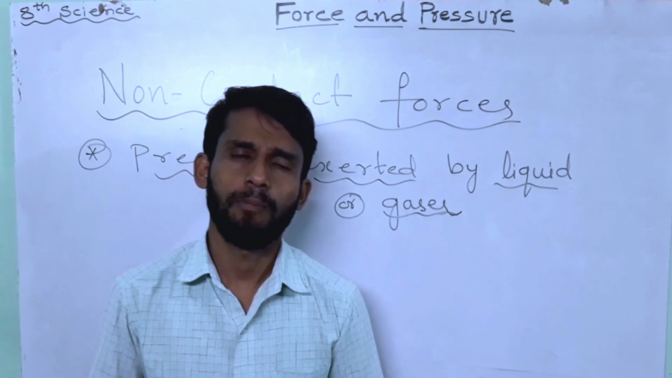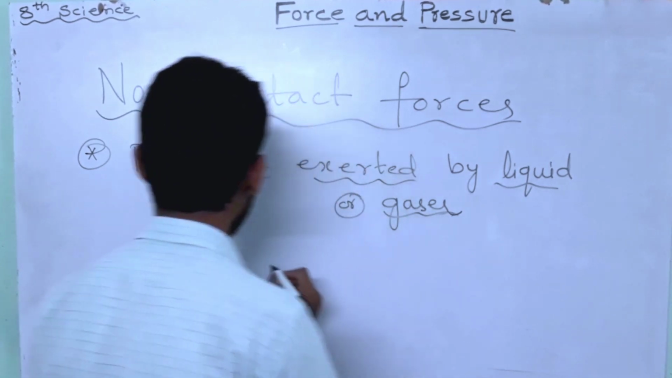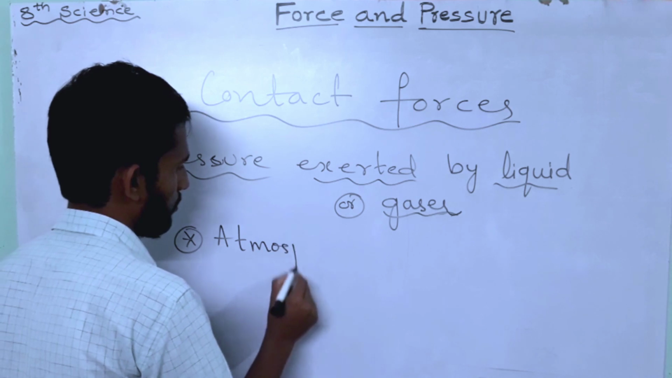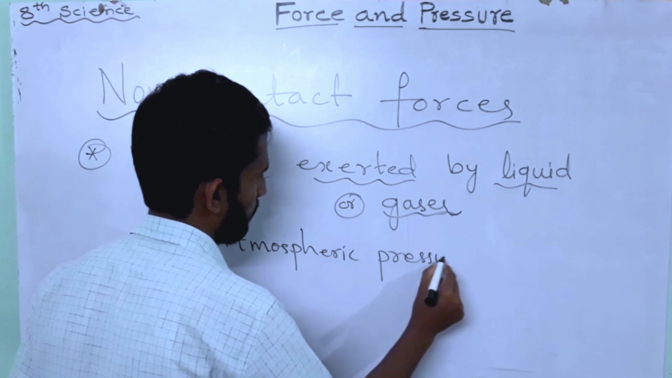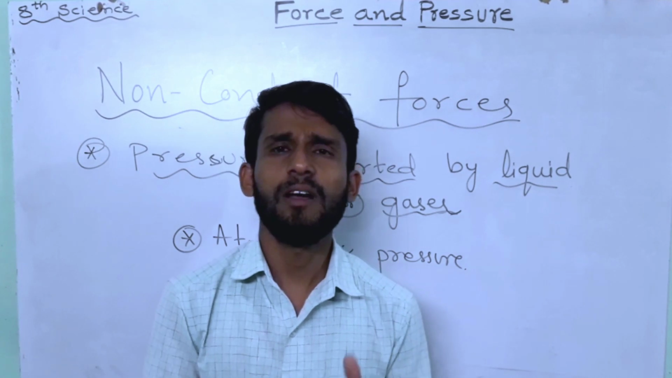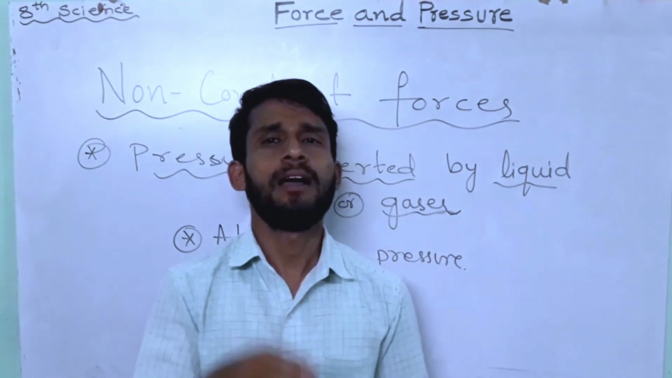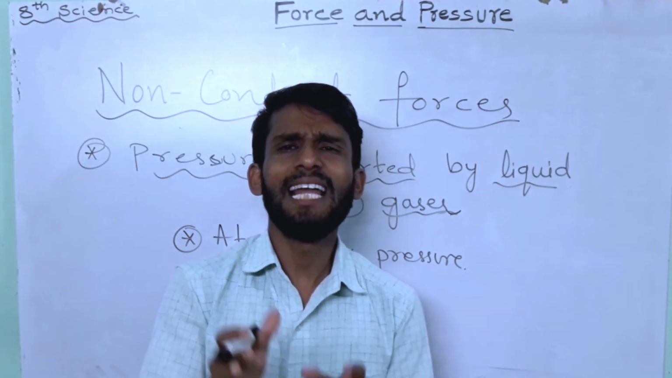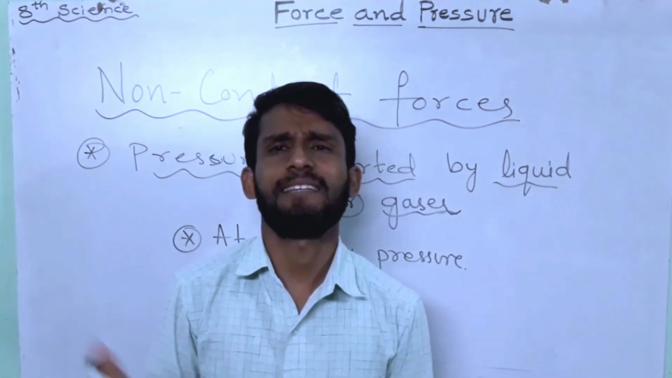Dear student, next point I am taking here, atmospheric pressure. What is meant by atmosphere? We know there is air all around us. This envelope of air is known as the atmosphere. Atmospheric pressure means we know the layer of gases present around the earth's surface.